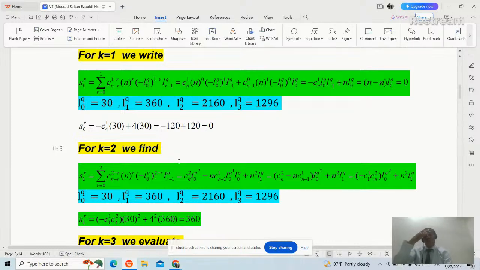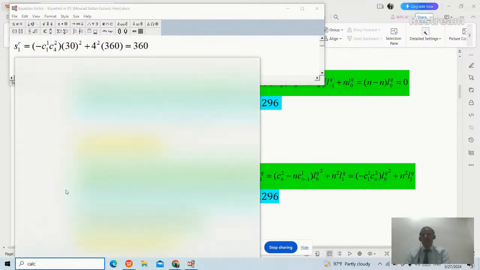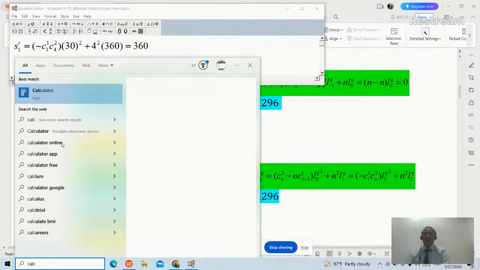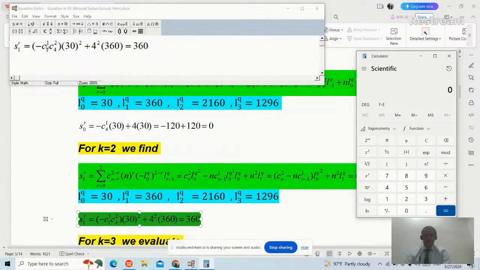Therefore, learners, I'm going to use my calculator and calculate this for you. Okay, calculator. So you can see that negative combination 1 choose 1 is 1 times combination 4 choose 2 is 6 times 30 squared plus 4 squared times 360.